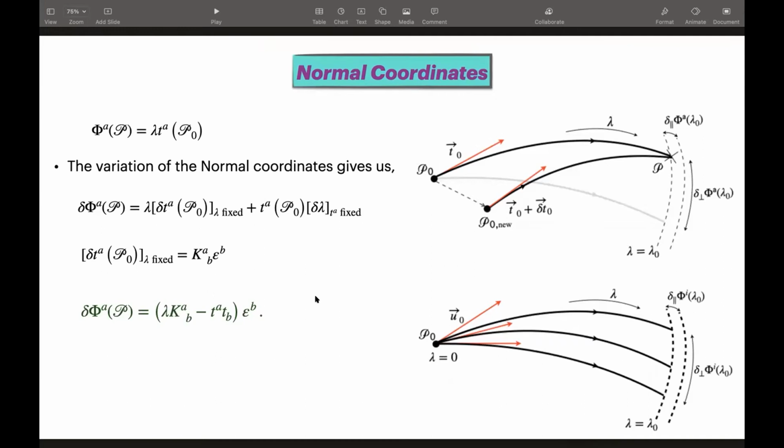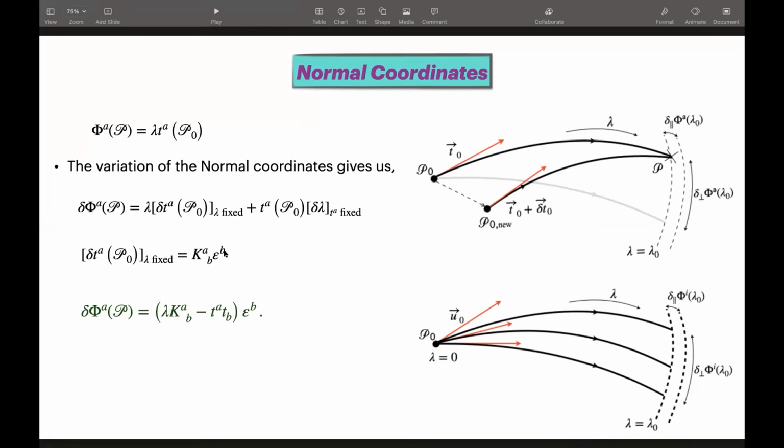So how to vary the normal coordinate? Varying the normal coordinate will depend on two things. If we fix the geodesic length lambda and vary the vector at P naught, or the reverse way, the first term is going to give the extrinsic curvature.